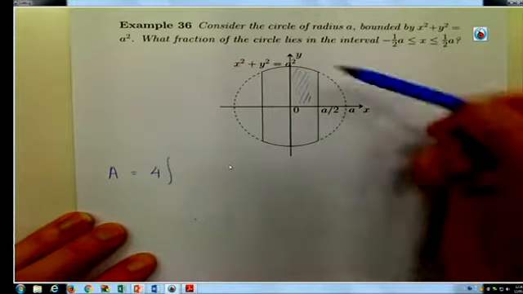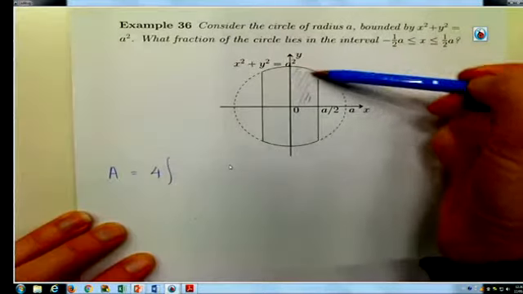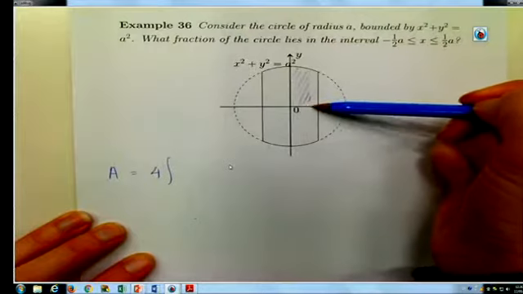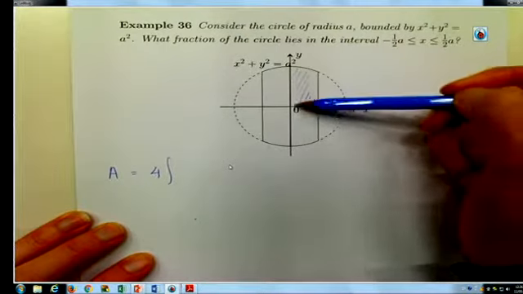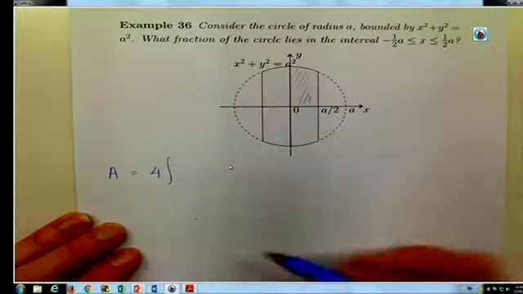So when you're finding an area like this between a function here and the x-axis, what you would do is you would take the integral of this function here over this little domain here. So we take the integral.